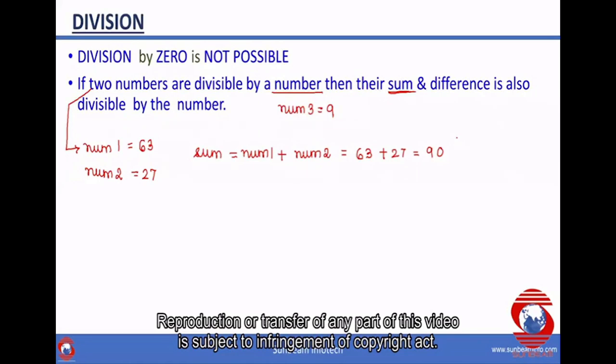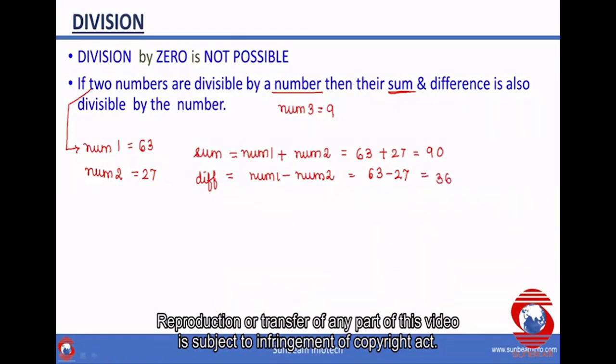Okay. So now students, if I say so, can I say in this case, the sum is 90, but can you tell me the difference? What is the difference? Just a minute. So can I say the difference is num1 minus num2? Yes. So what is it? Can I say it is 63 minus 27? So can I say the output is equal to 36, right?